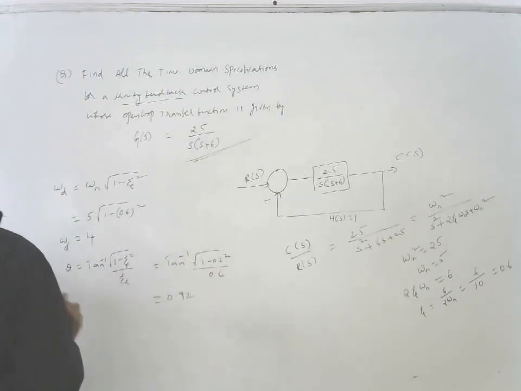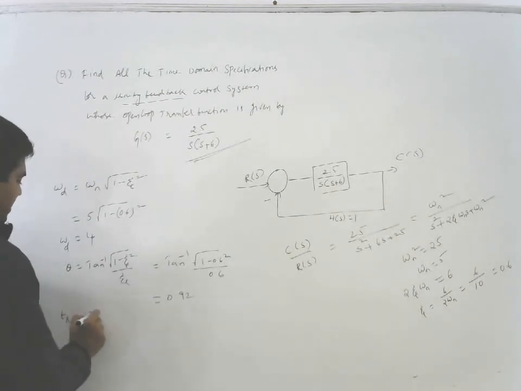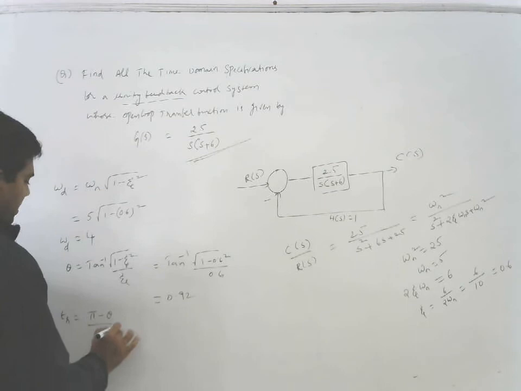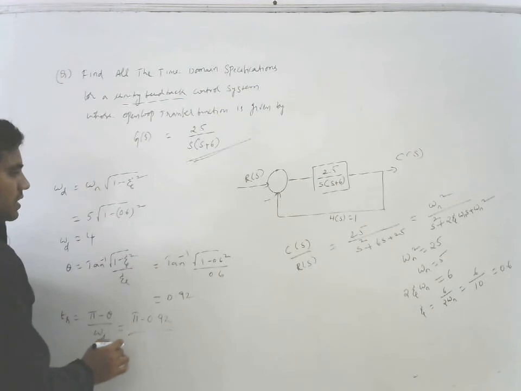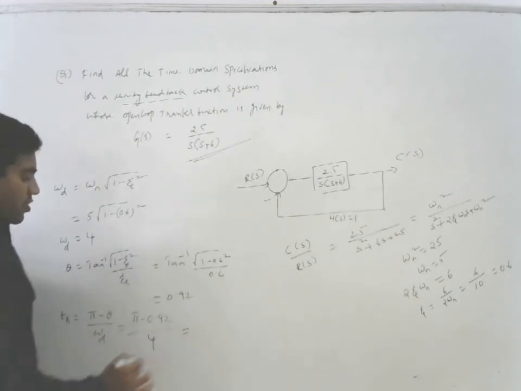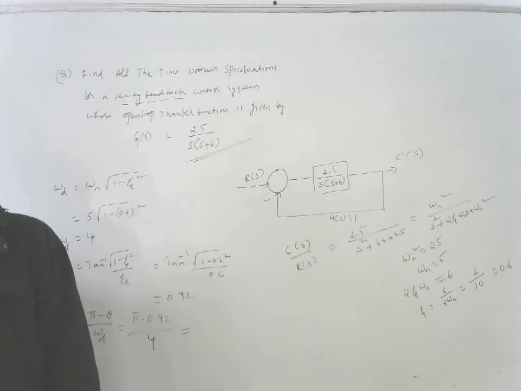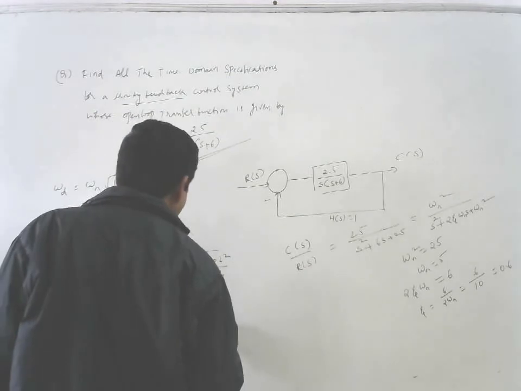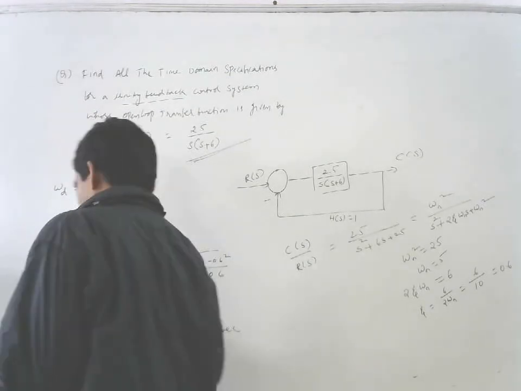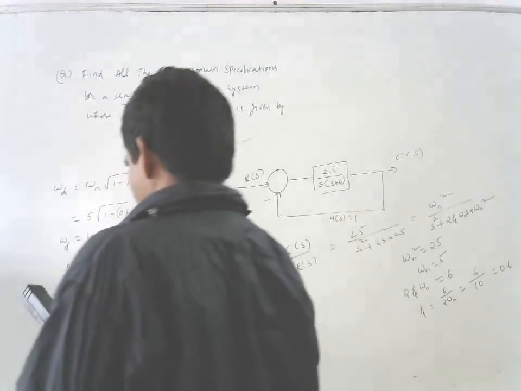Omega d we got, theta we got. Next, TR equals pi minus theta by omega d. That means 3.14 minus 0.92 by omega d value 4. The rise time we are going to get is 0.66 seconds. Please do the calculation. This is my rise time.